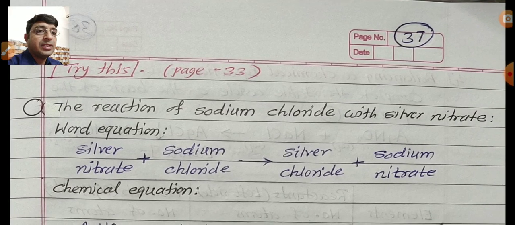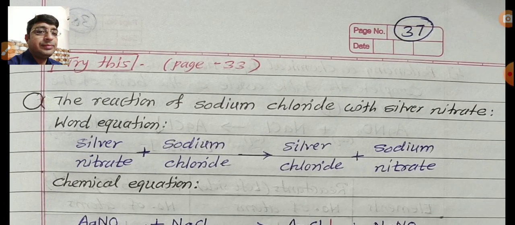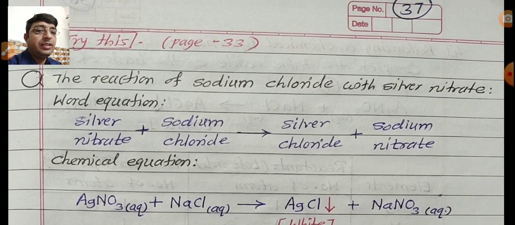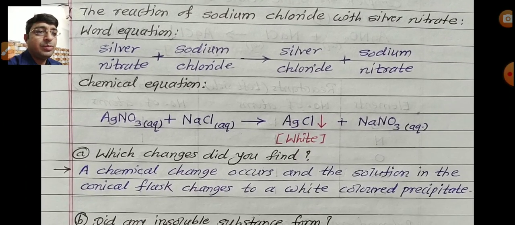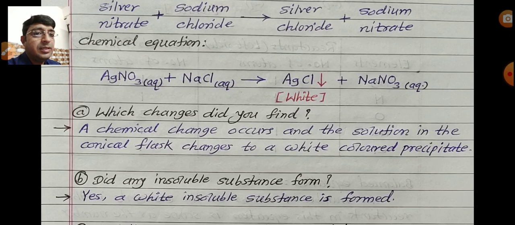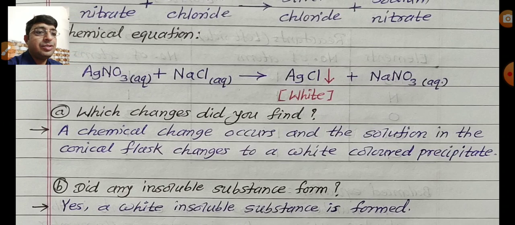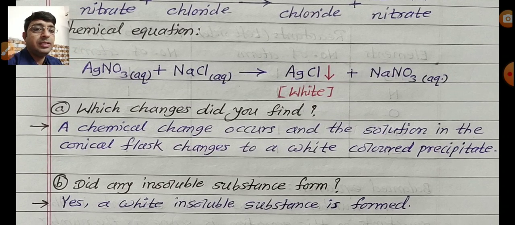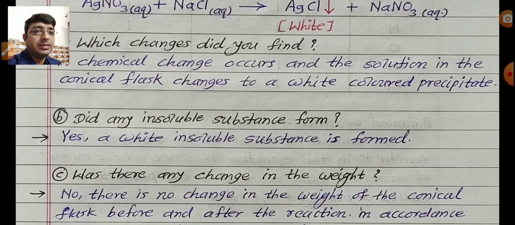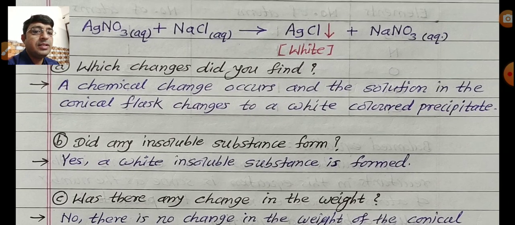See here, page number 33. The reaction is already given here in the textbook. Now 3 questions. Which changes did you find? A chemical change occurs and the solution in the conical flask changes to a white colored precipitate. Is it right? Second, did any insoluble substance form? Yes. Which is that? A white colored insoluble substance is formed, that is silver chloride.